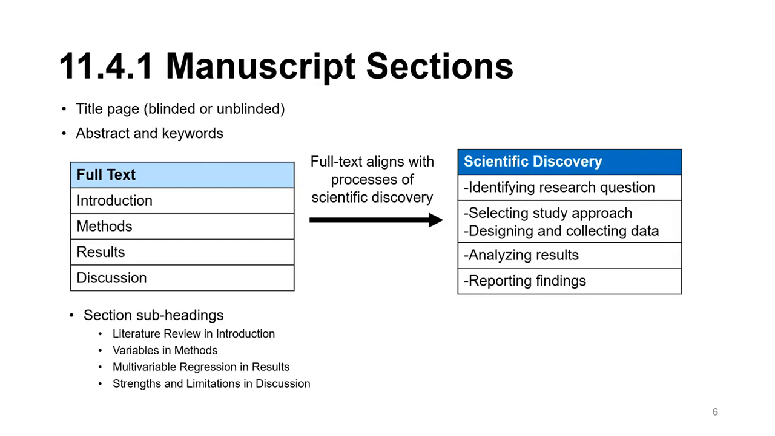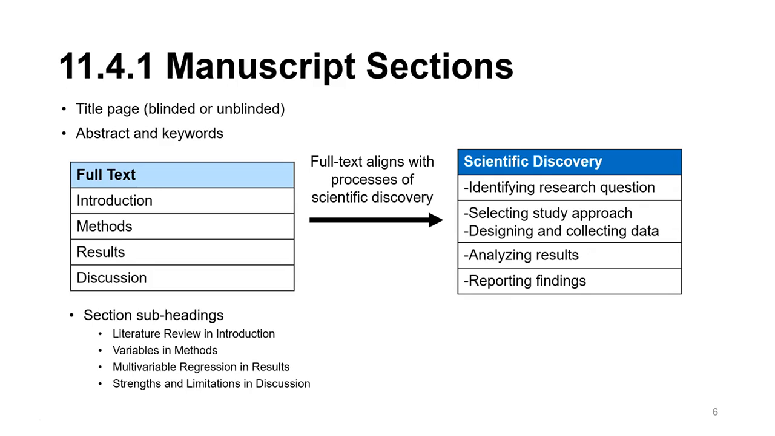So section 11.4.1 covers the manuscript sections. So when you submit a manuscript, you usually have a title page. This is either blinded or unblinded. Some journals want you to have both. And include an abstract and some keywords, so they should provide some guidance on how they want you to write the abstract and the keywords, the number of words, etc.